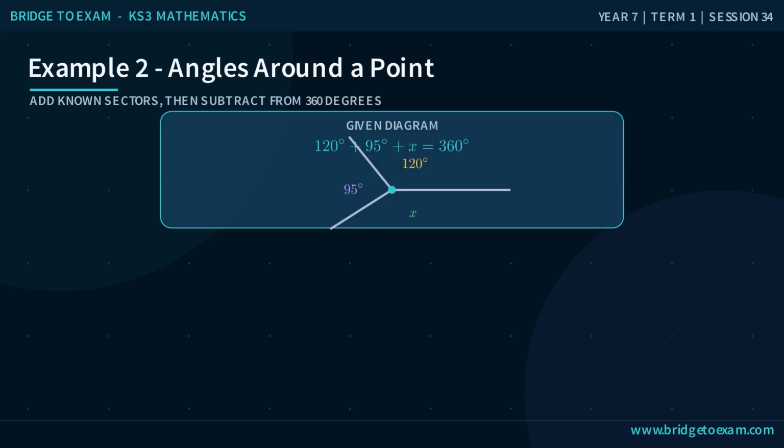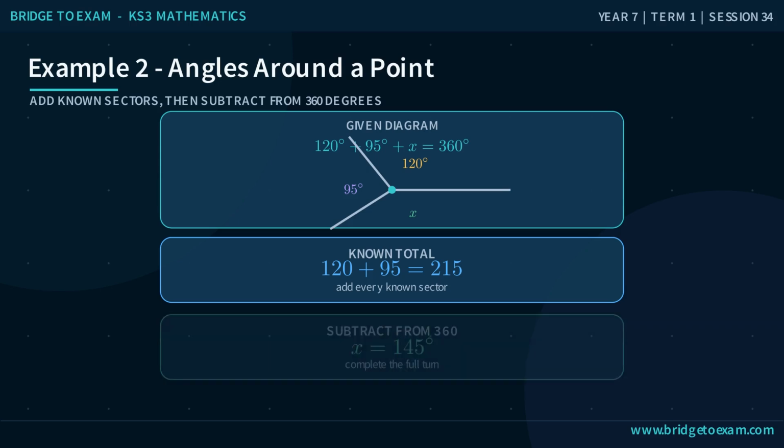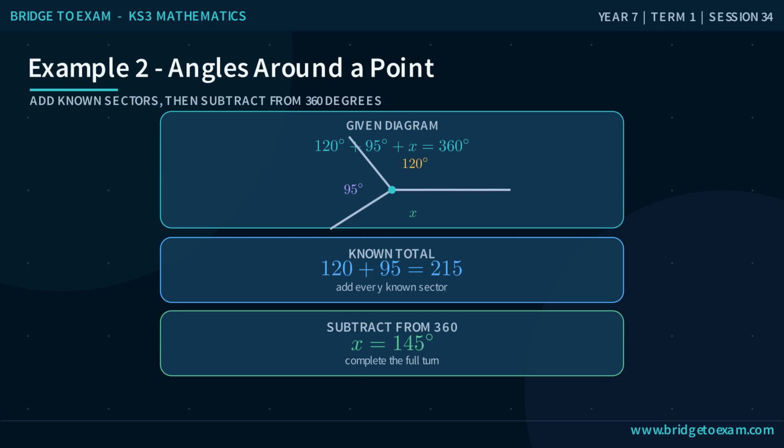Three angles around a point are 120 degrees, 95 degrees, and x degrees. Around a point totals 360, so 120 plus 95 plus x equals 360. The known angles total 215. Subtract from 360, giving x equals 145 degrees.